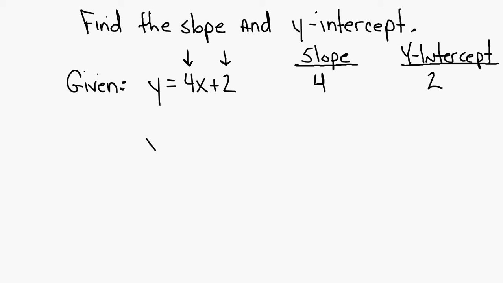So if you're given that y is equal to negative 5x minus 3, what is the slope? Negative 5. And what is the y-intercept? Whatever's after the x, to the right of the x, is the y-intercept. So the y-intercept is negative 3.